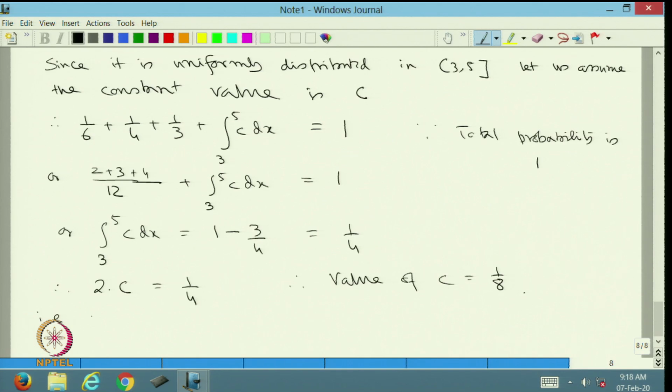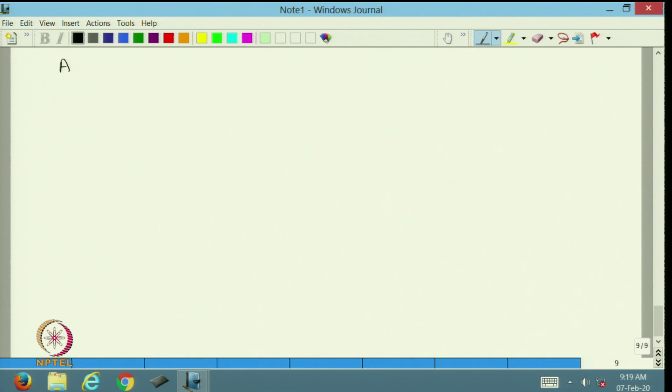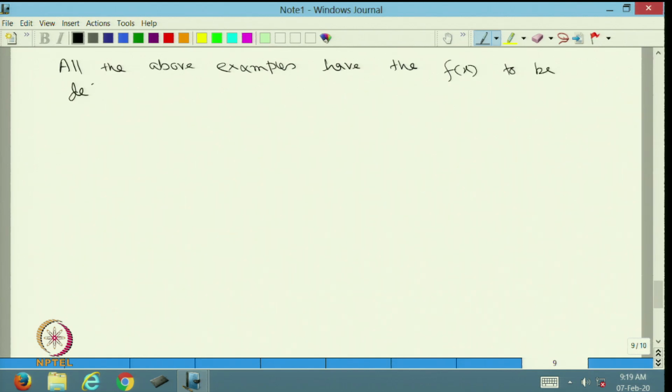That is, f x takes value 1 by 8 uniformly on 3 to 5. Now, all the above examples have the f x defined on a finite interval. Here is an example.